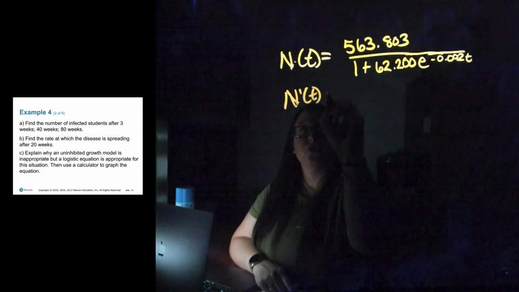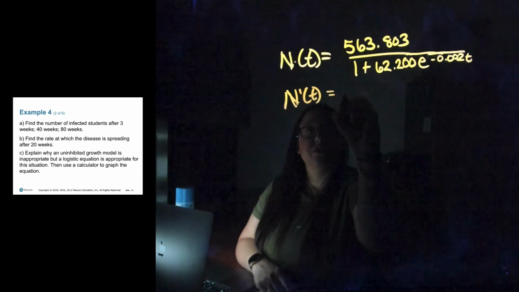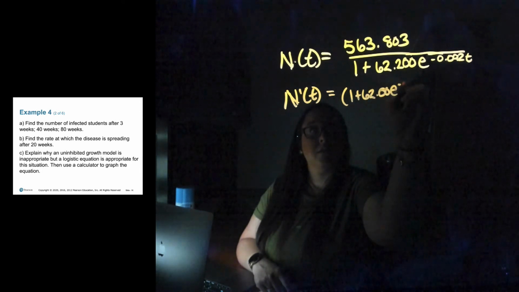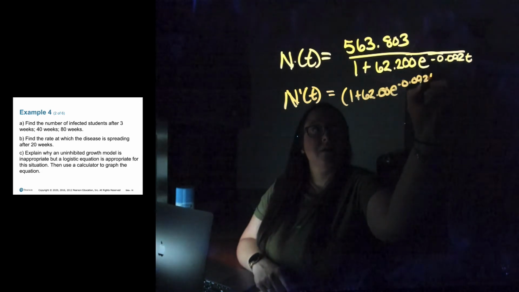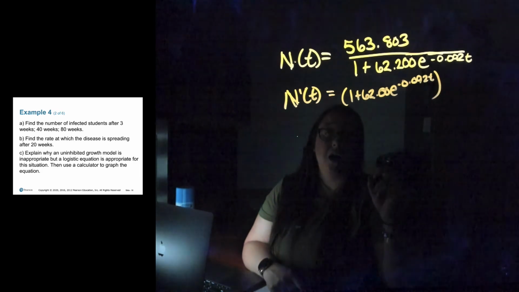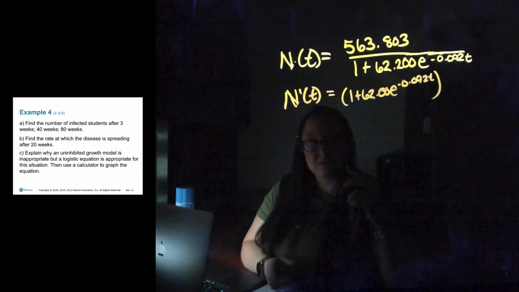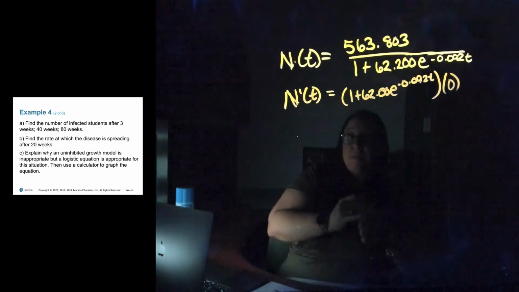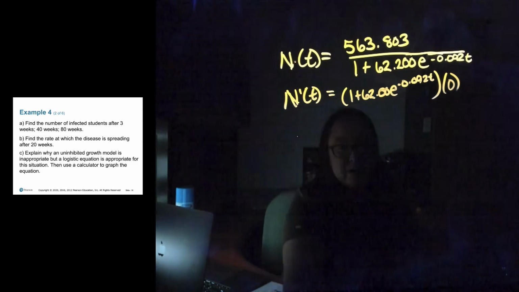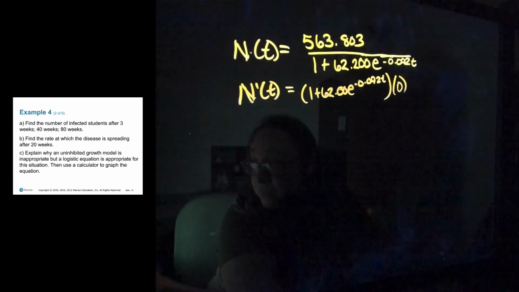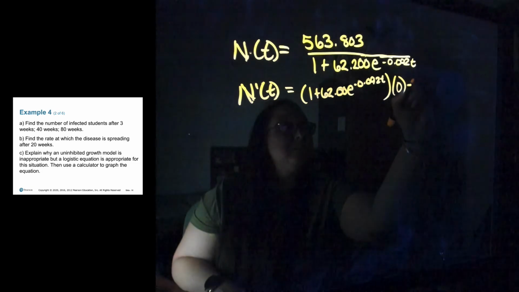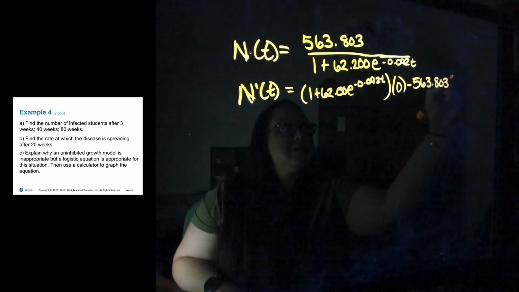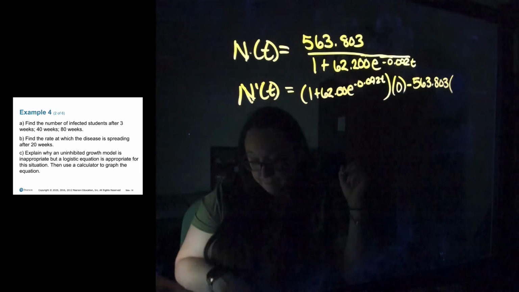Now if I want to find the derivative of this, what we want to do is use our quotient rule. So the derivative is going to be the bottom times the derivative of the top. And in the top we have a constant. That's going to be 0. The bottom times the derivative of the top, minus the top times the derivative of that bottom.